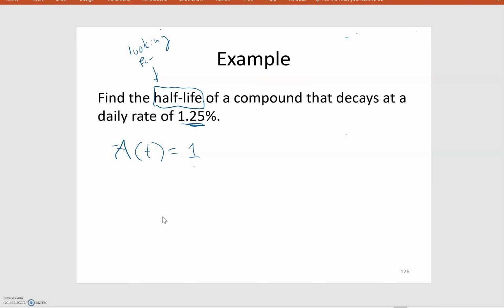Well, let's assume that we have 1 unit, and our factor is going to be 1 minus 0.0125, and then we're raising this to the t. So I hope you understand where this came from. We converted this to its decimal form and made it negative because it's a decay rate. So this is our model, and then we want to know how long it takes for this to get to 1/2 because we started off with 1. So we'll let y2 be 1/2. All right, so now I'm going to enter that in the calculator.